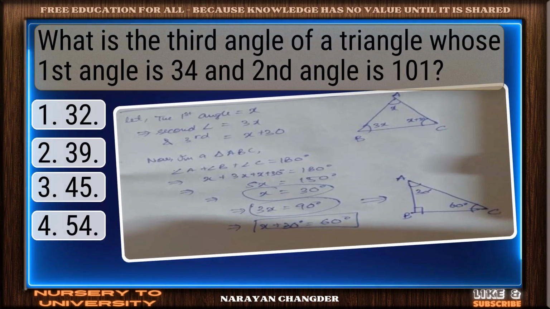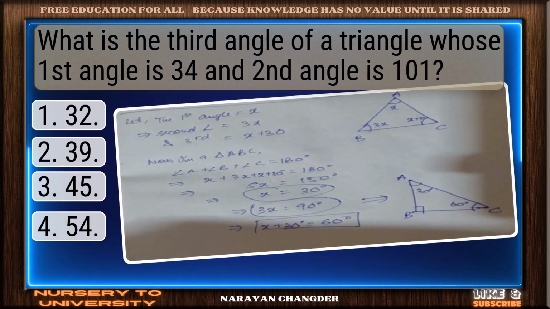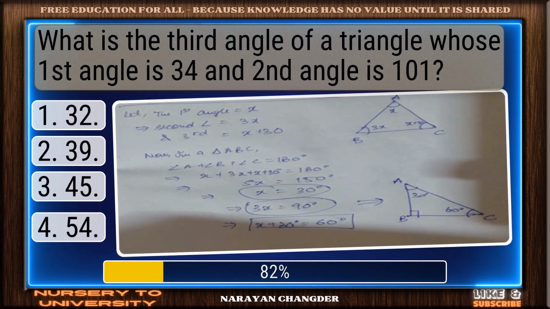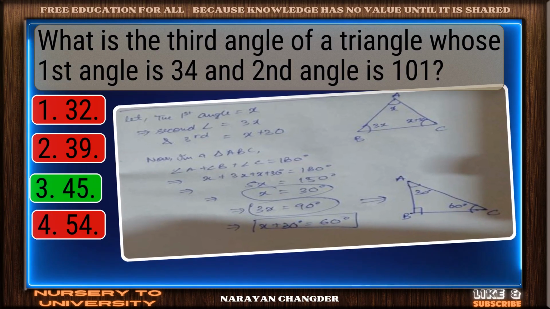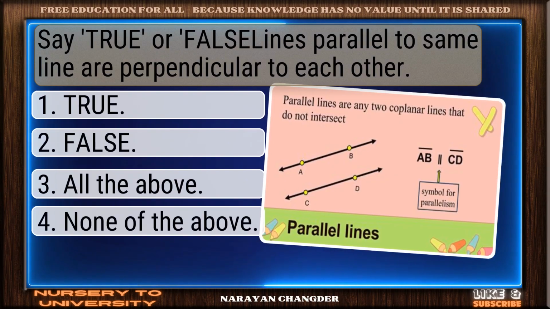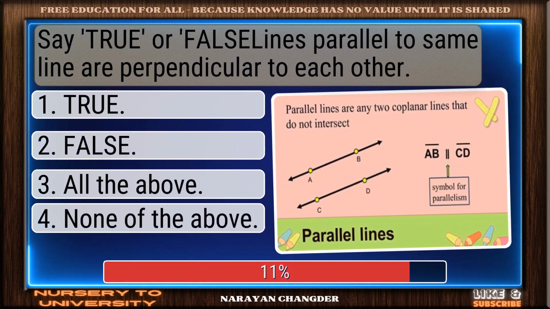Question number 36. What is the third angle of a triangle whose first angle is 34 and second angle is 101? Valid point. 45 is true. Question number 37. Say true or false: lines parallel to the same line are perpendicular to each other.